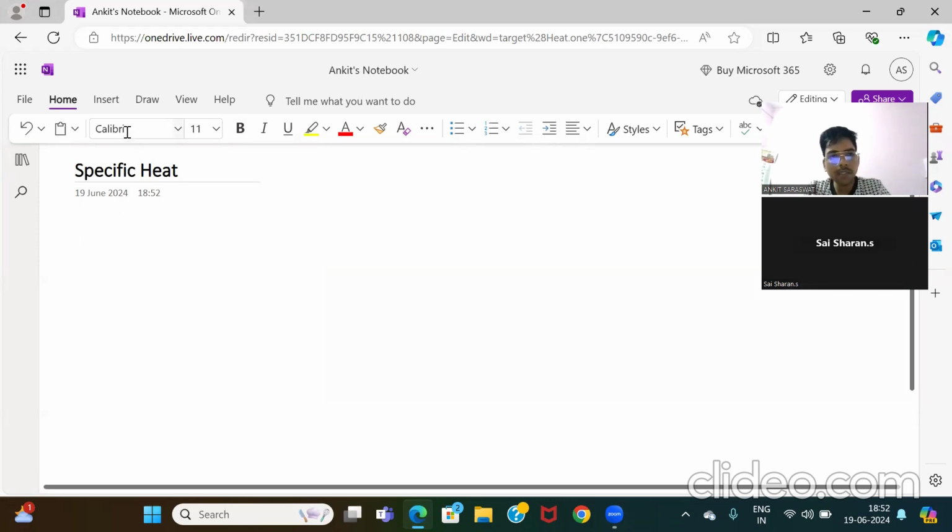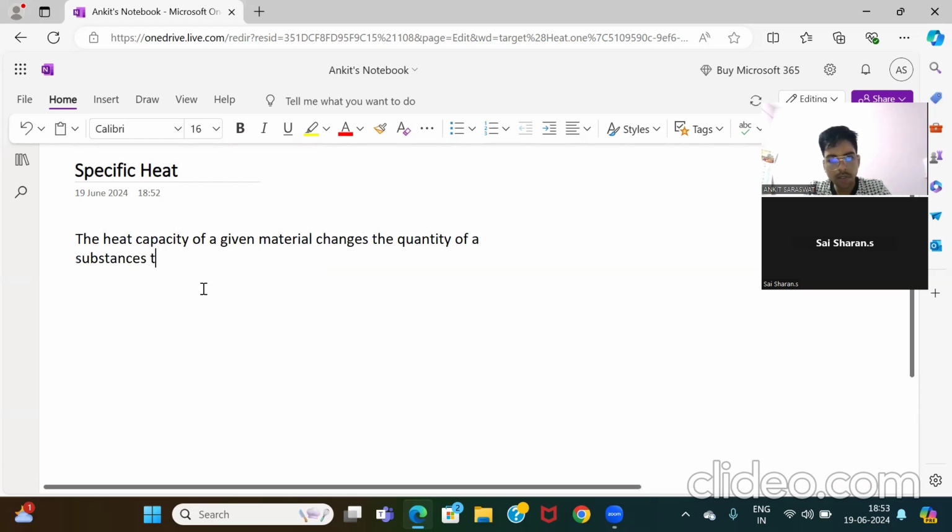The heat capacity. Write down. The heat capacity of a given material changes with the quantity of substance taken. First stop.